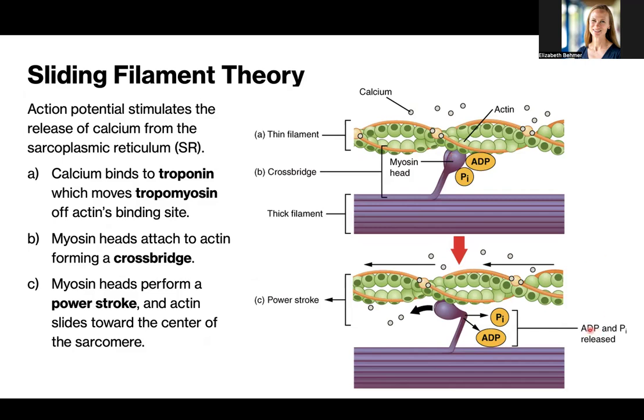ADP and a phosphate ion will be released as the myosin head performs a power stroke, which is basically just a bending or a movement of the myosin head going from the cross bridge attachment to the power stroke. And you can see the arrows are tugging the actin past it as that power stroke is causing the sliding of the actin past it towards the center of the sarcomere.